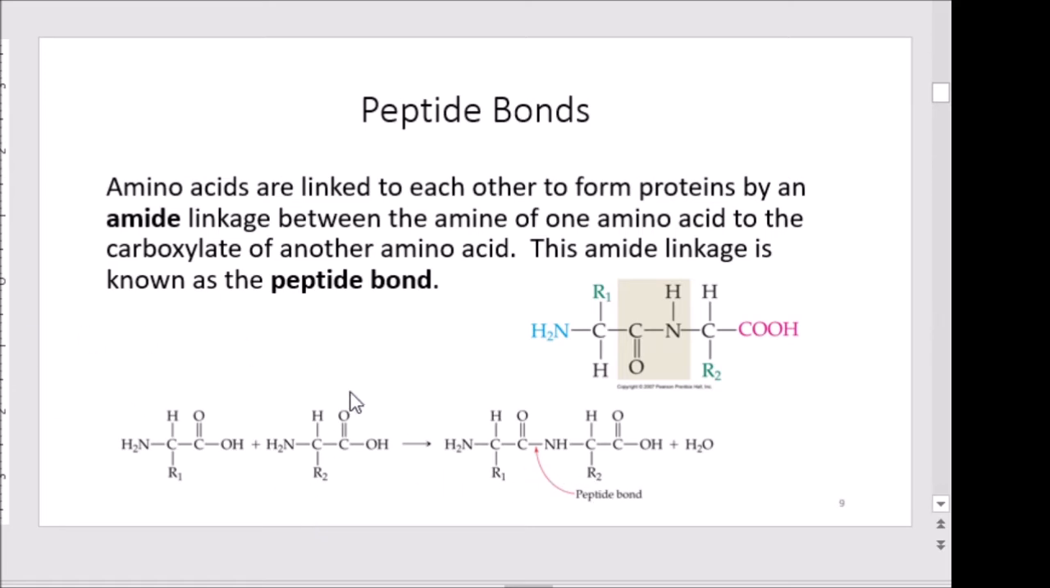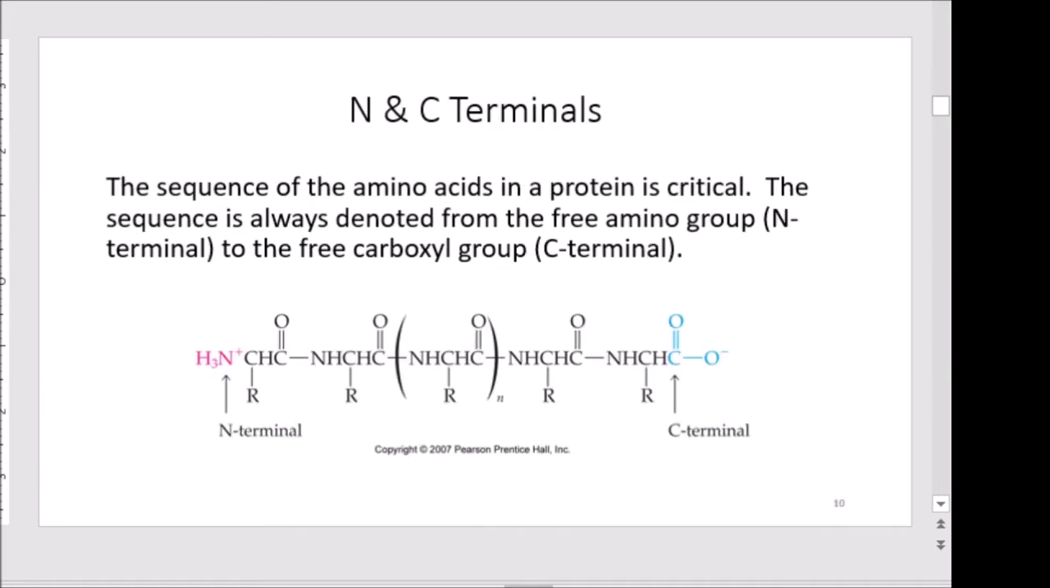So if I get a whole big chain of these, we can figure out which ones are which based off of where this R is. Remember, the R is always off of that middle carbon, and it's going to have this repeating pattern NCC. So keep saying that one to yourself. Now, once we get a whole bunch of these, you're going to have one end that has the amino group and one end that will have the carboxylate.